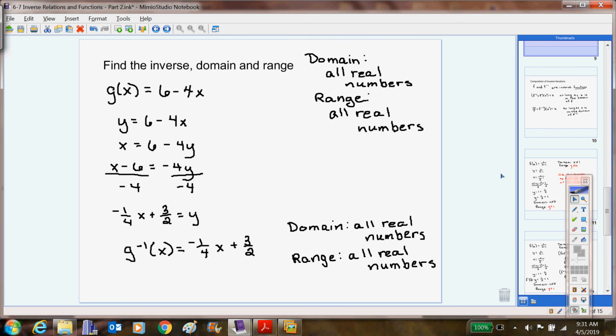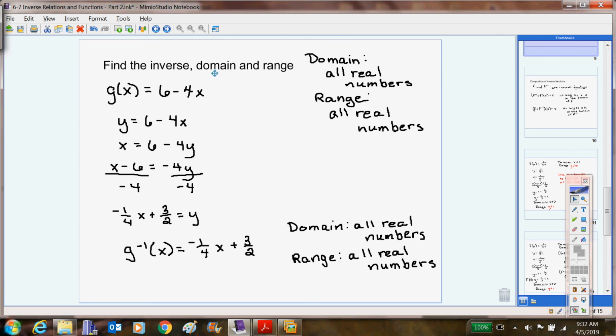How do you know what your domain is going to be, and your range? Well, remember I said you can switch this one and this one. Since the domain is all real numbers here, the range becomes all real numbers here. How do you know from the beginning that that was the domain? Because there's nothing here that would provide a reason why you couldn't use a specific x.